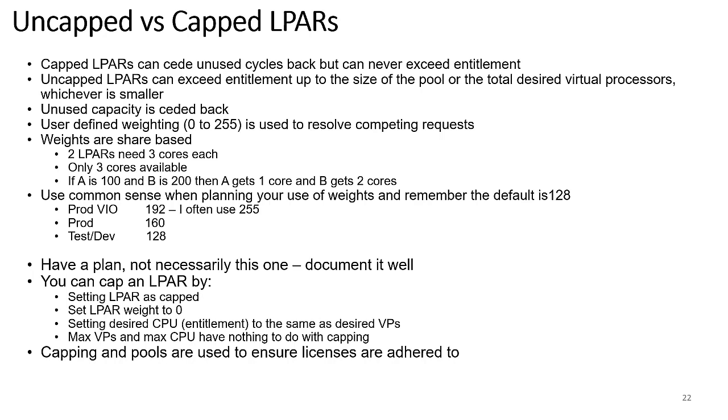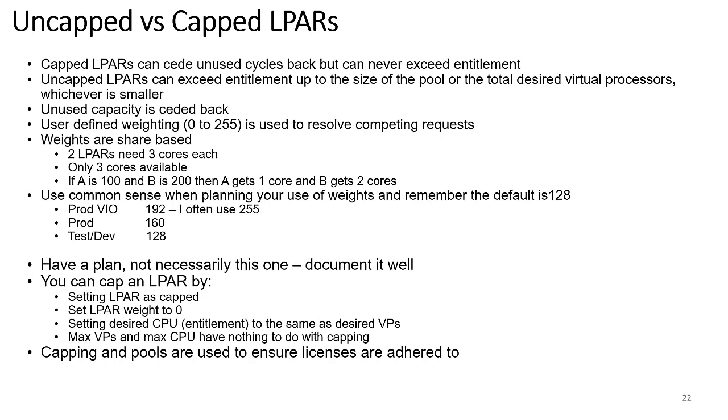So when you're planning your weights, you want to use common sense. So I normally let things default to 128. I'll put my production at somewhere between 160 and 192, and my VIO servers I usually use 255. Whatever it is, you need to have a plan and you need to document it.